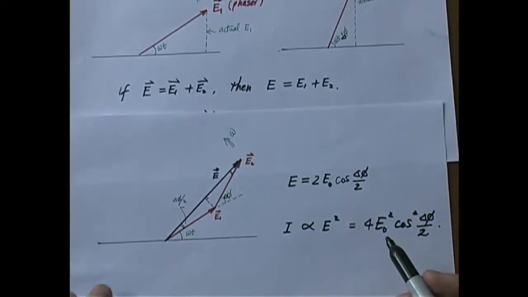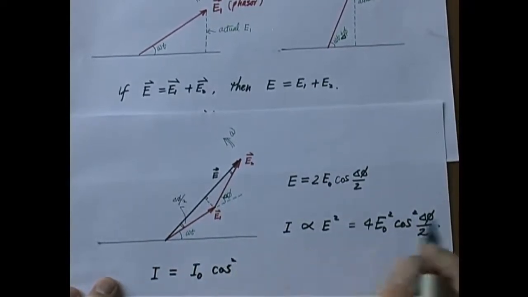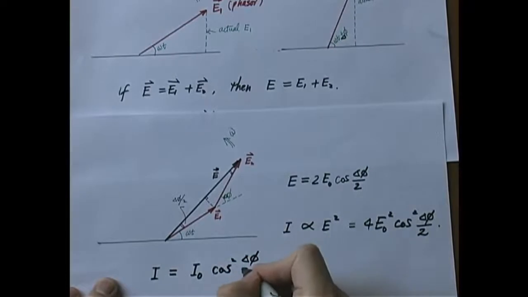So overall, I would say I equals some constant I naught, which depends on E naught squared, depends on the speed of light, whatever other things, and then cosine squared delta phi over 2.